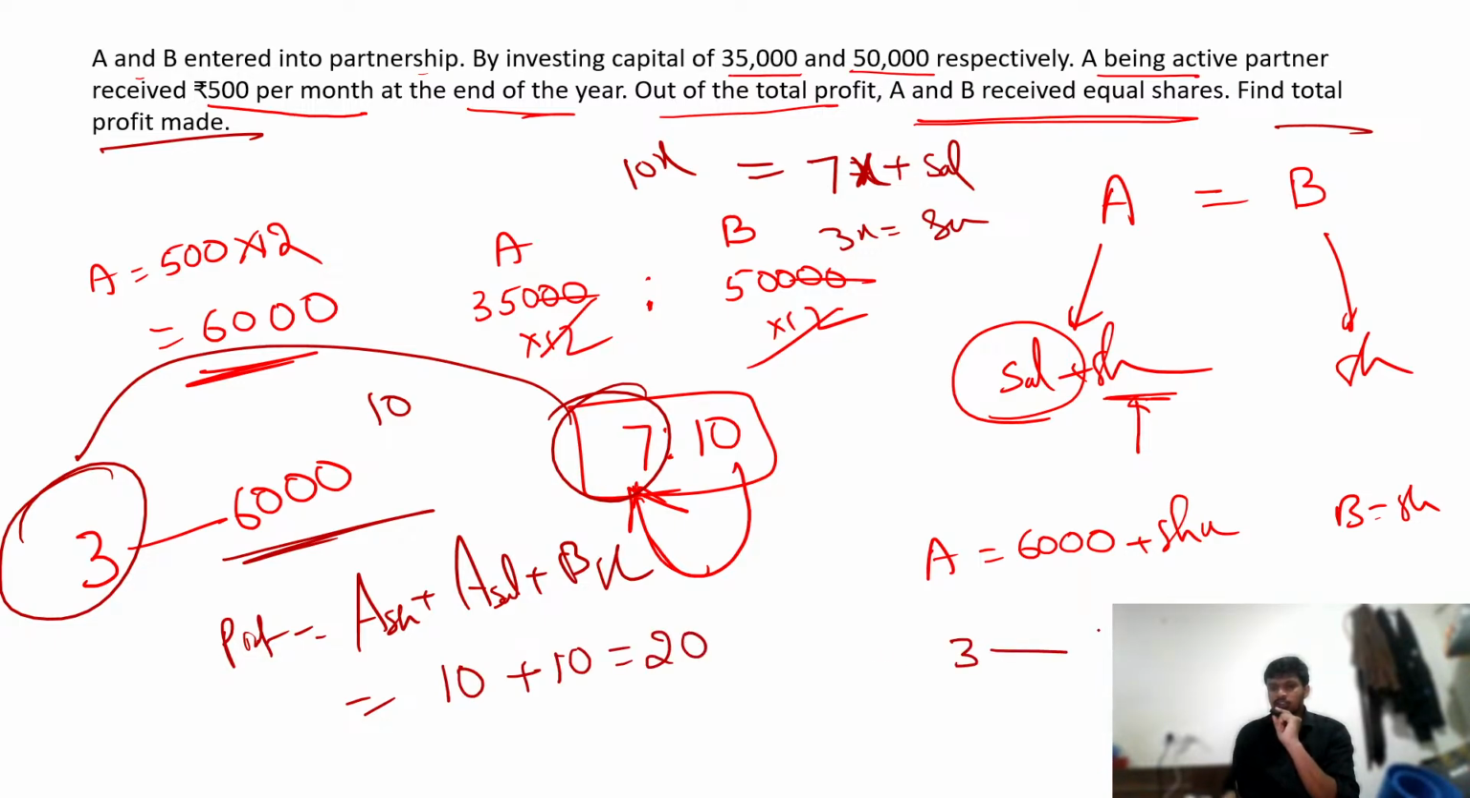We know that 3 units equal 6,000. Then 20 units is equal to how much? 20 into 6,000 by 3. That equals 4. I will write it here.